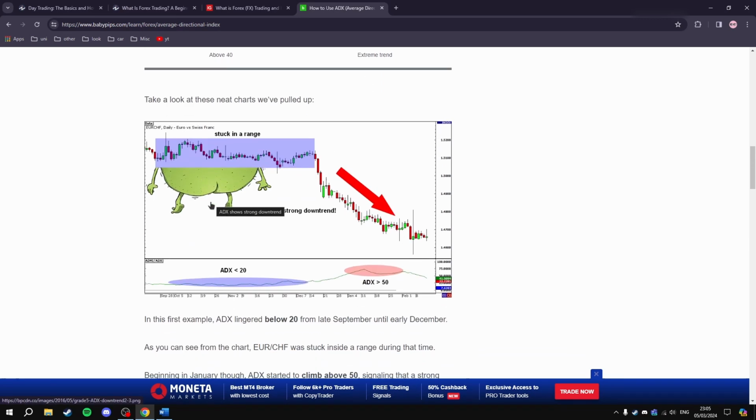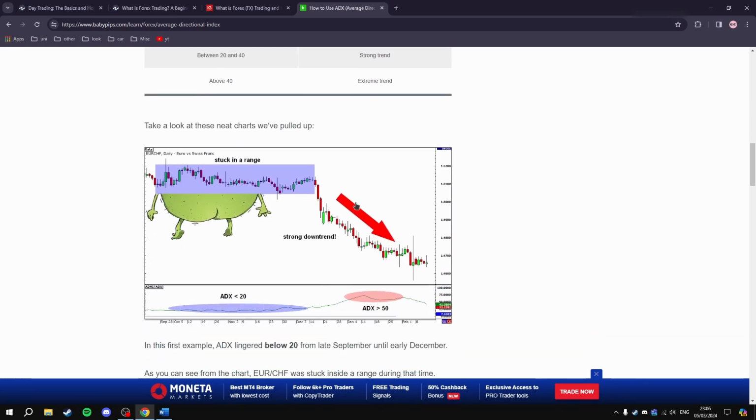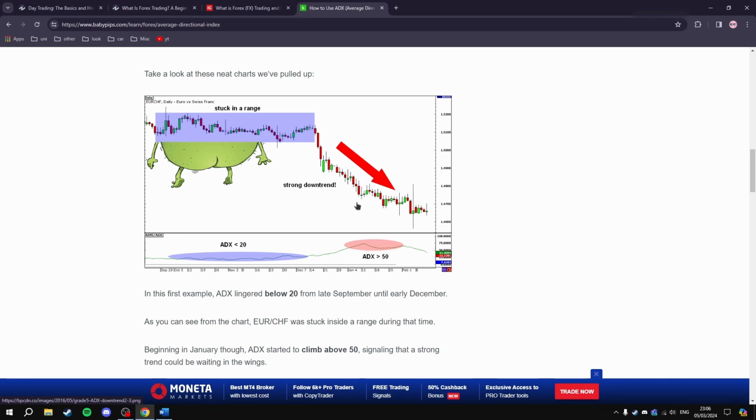Okay. In the first example, ADX lingered below 20 from late September until early December. So this is below 20 here. So it's stuck in a range because it's below 20. So it's a weak trend. As you can see from the chart, Euro CHF was stuck inside a range during that time.